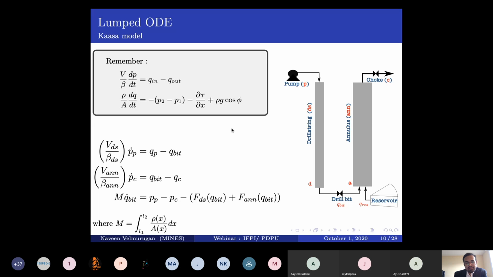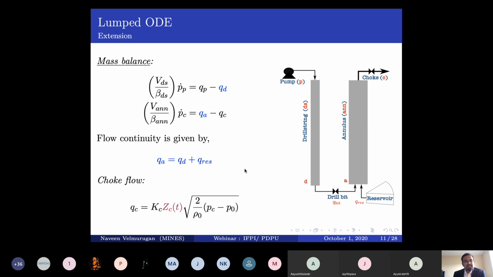You can see that the gravity terms have been cancelled out because gravity helps the fluid flow on the drill string, and then it is against the fluid flow on the annular side. So these terms will cancel out. M here is a representation of mass, which is given by this integral term. And if you're not aware of this particular notation, when you have a state with a dot on top, this represents the derivative with respect to time, right? So we have three states that govern the dynamics inside a drilling system.